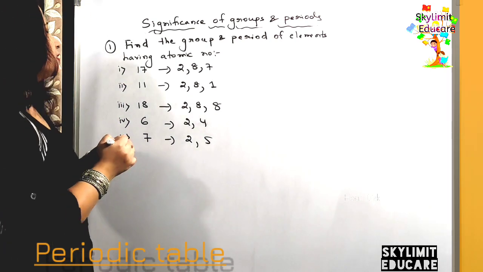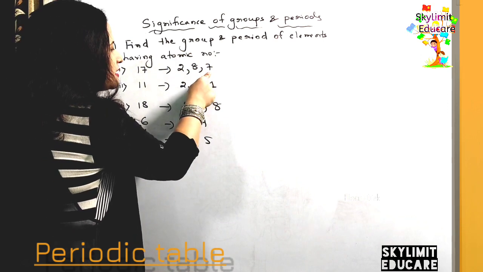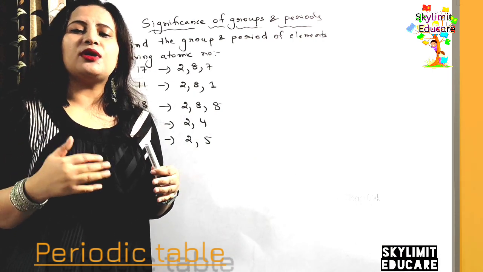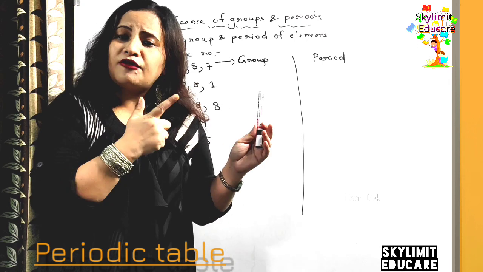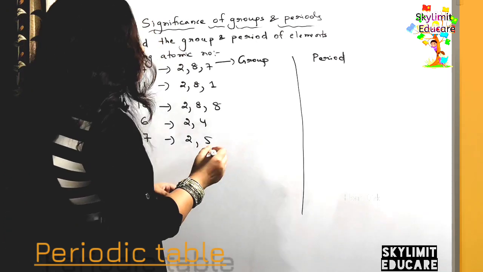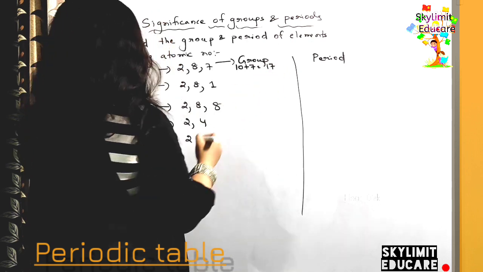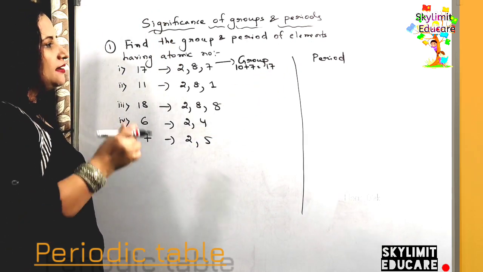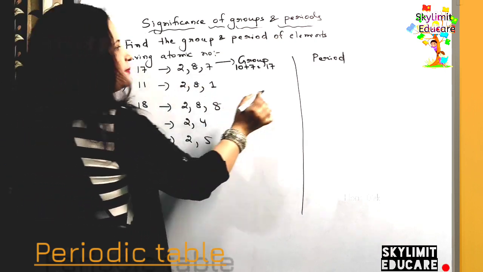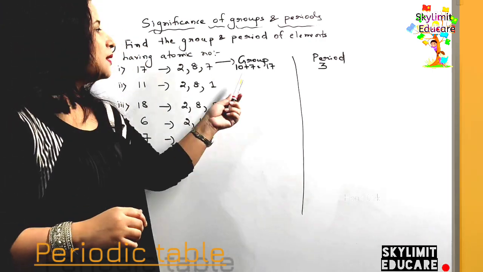The first element, 2,8,7. What is the number of valence electrons? 7. So in this case, you are going to add 10 to it. To find the valence electrons you subtract 10 from the group number, as I told you earlier, but in this case you add 10 to the number of valence electrons. So it belongs to group 17. And what is the period? How many shells does it have? 1, 2, 3. That means it belongs to the third period, and the group number is 17.